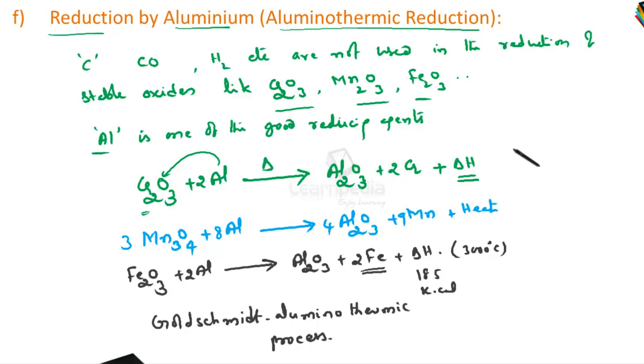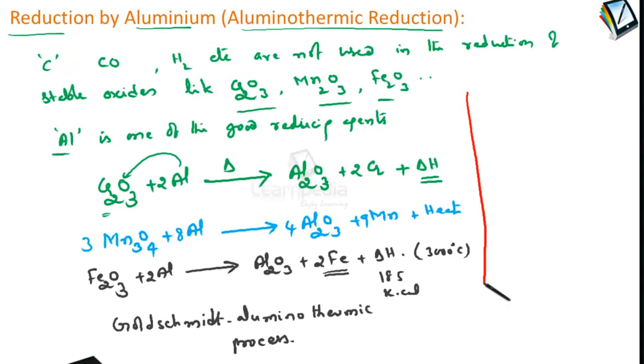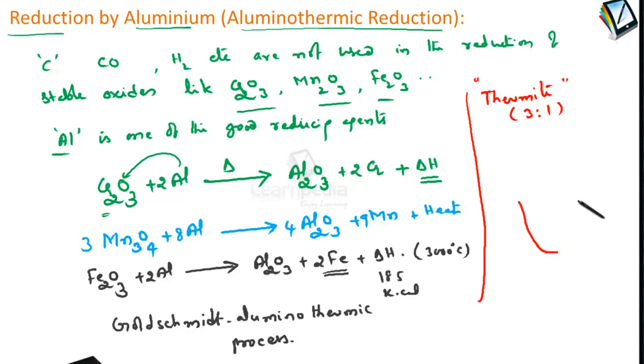So in this Goldsmith's aluminothermic process, a mixture of oxide and aluminium powder, known as thermite mixture, where the metallic oxide and aluminium powder are taken in the ratio of 3:1, is placed in a graphite crucible with a small hole cut at the bottom of it.